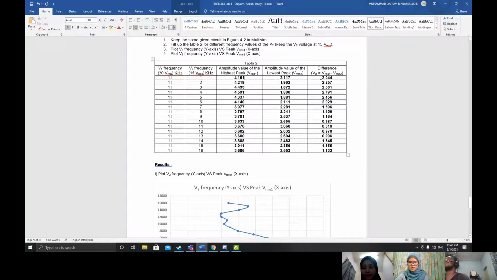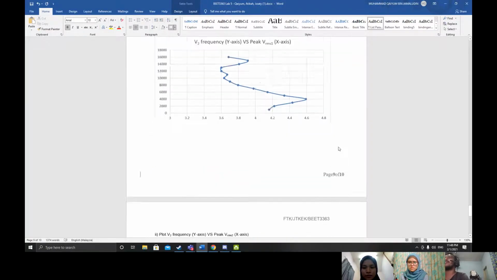We can see if it's constantly decreasing, the difference will tell the pattern of it. But sometimes it will increase and sometimes it will decrease. So from here we can see for 1 kilohertz 4.1 and 2 kilohertz 4.2. Until we go to 11 kilohertz, it will become constantly even, with a difference like 0.010.